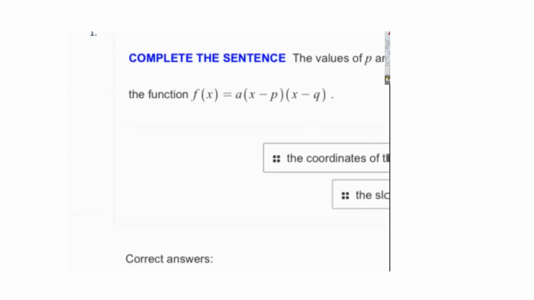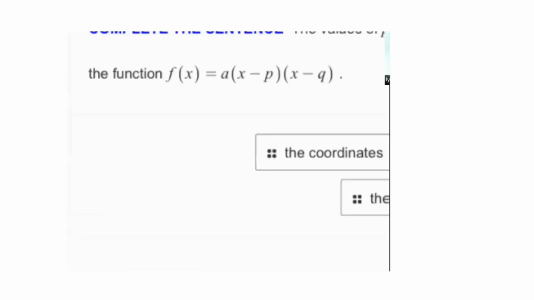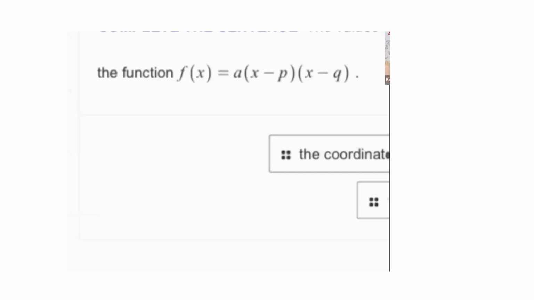So first of all, this doesn't look like a quadratic because you don't see x squared anywhere. You know it's a quadratic if you've got x squared. But if you notice here, hold on a second.